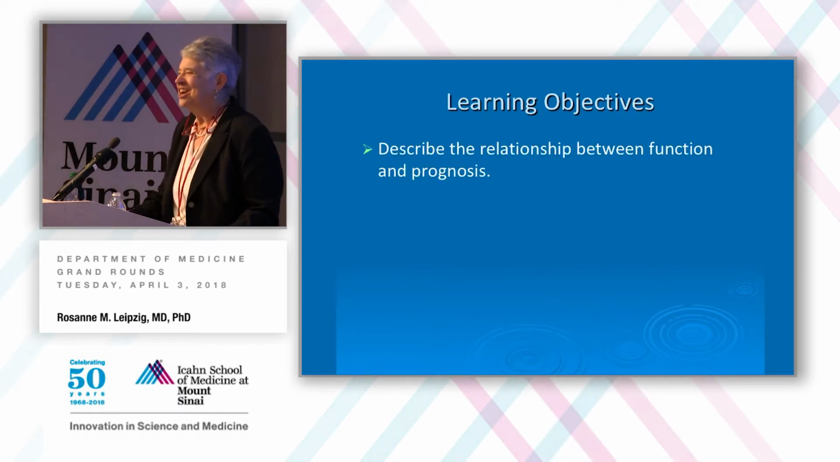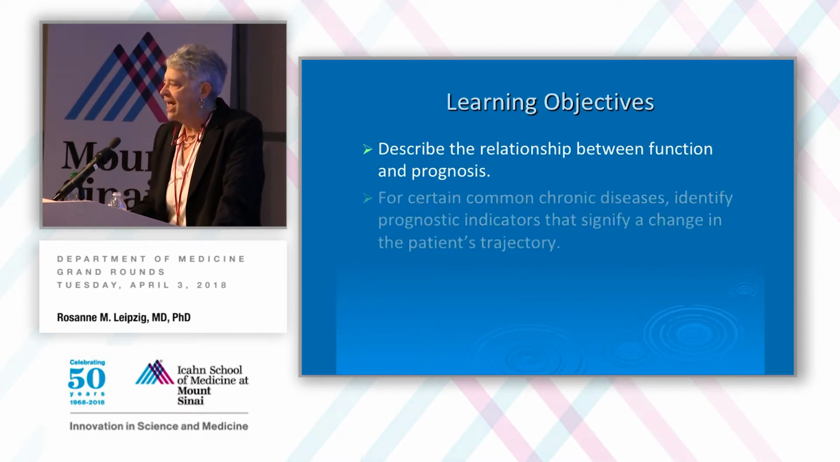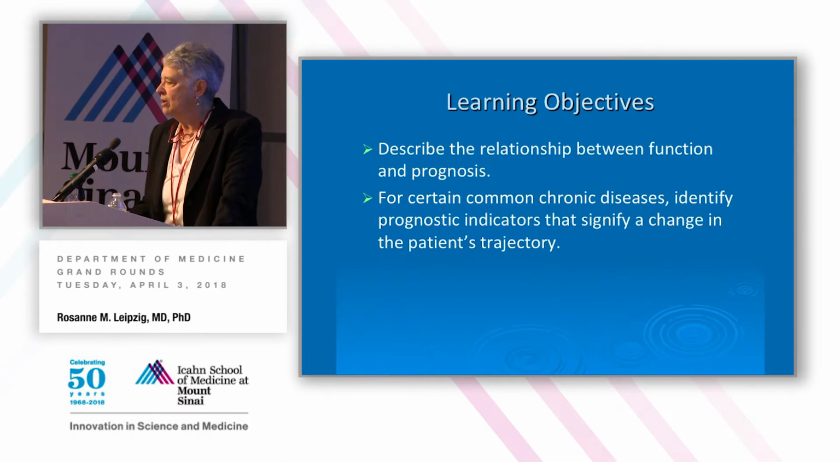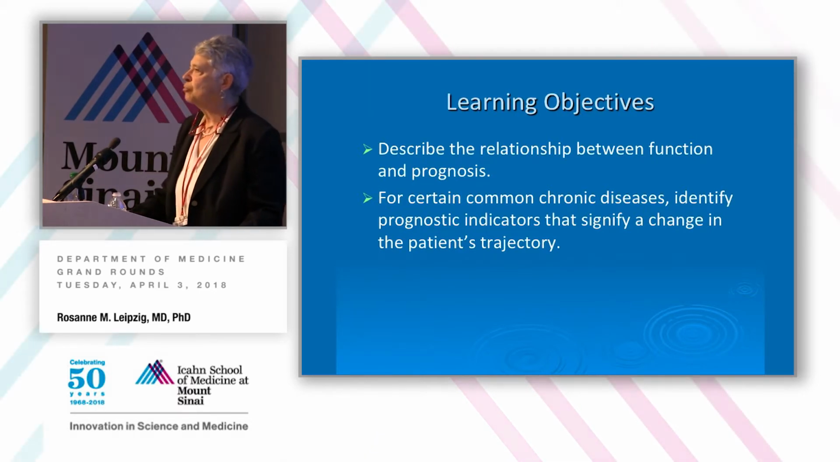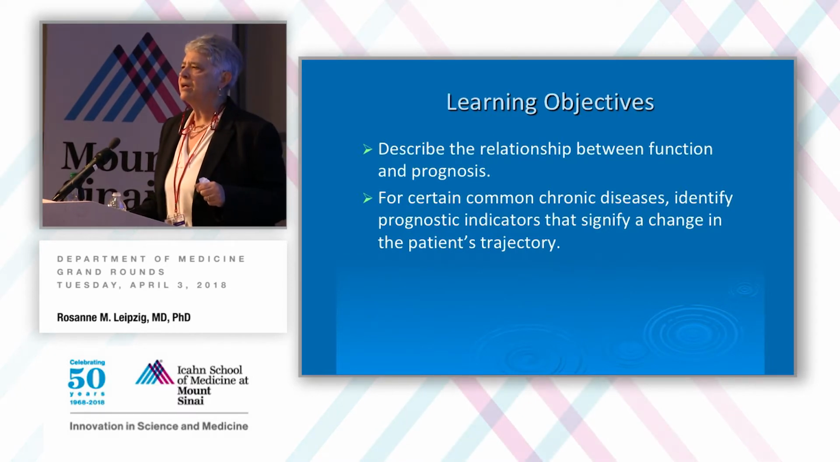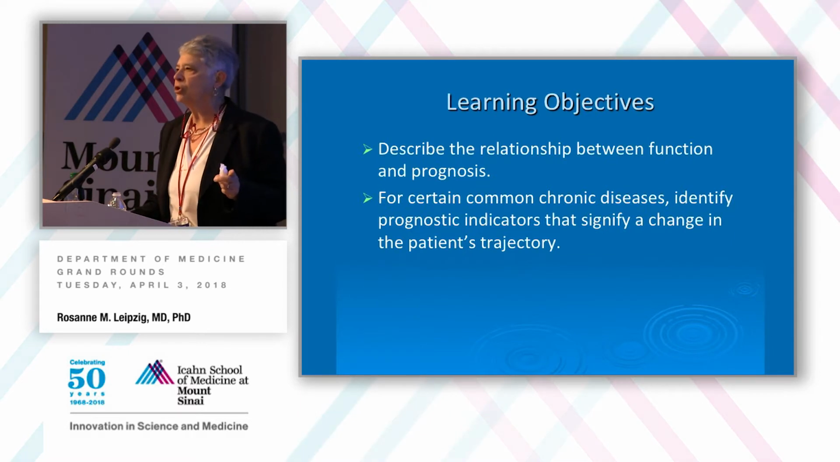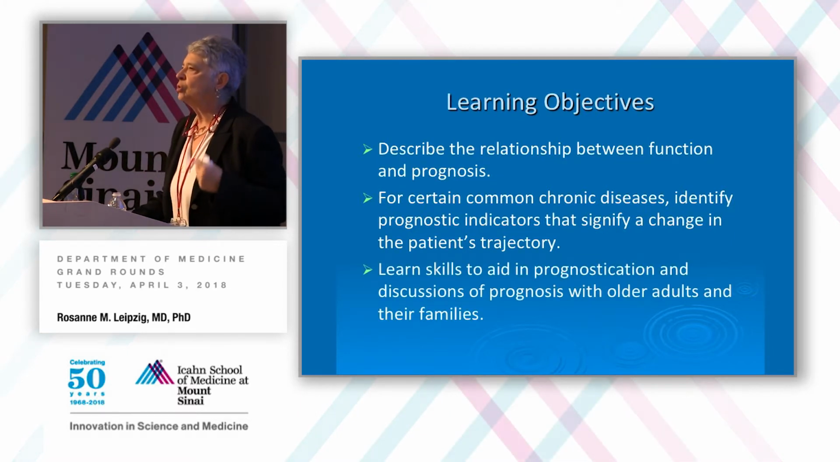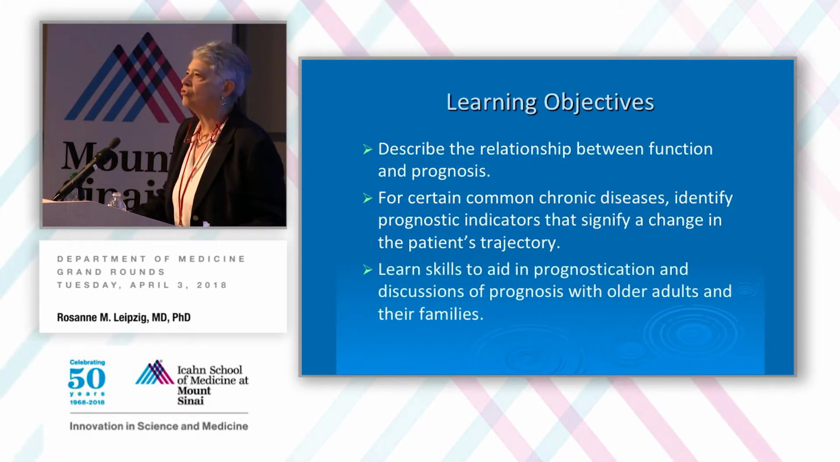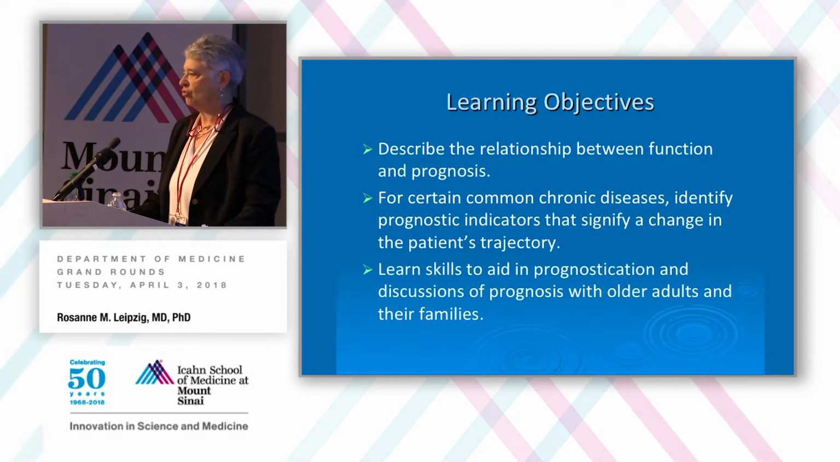Okay. So the objectives of today are for us to talk about the relationship between function and prognosis, and for certain very common chronic diseases, identify prognostic indicators that should put a little red flag and say, this patient's trajectory has changed. Something's different than it used to be. And then to learn some skills to aid in prognostication and in your discussions of prognosis with older adults and their families, and actually with anybody who needs that kind of discussion.